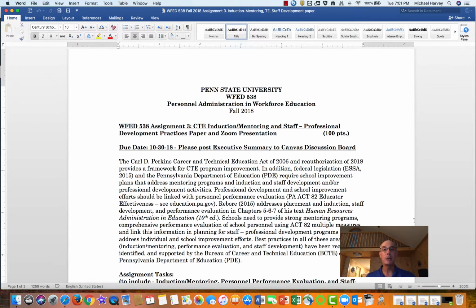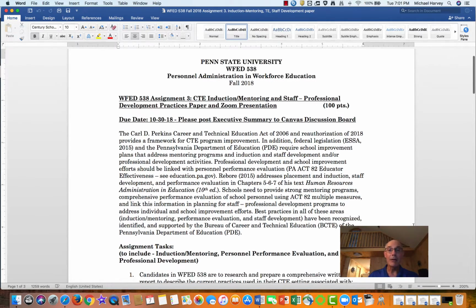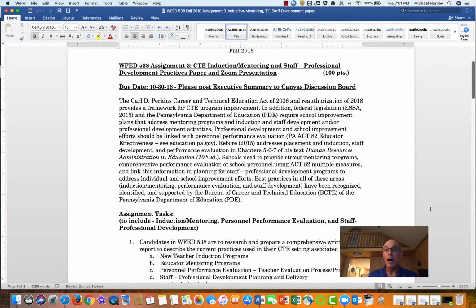This links back to staff evaluation. It links back to teacher evaluation in relationship to how we work with new people in schools. The background information here speaks to, obviously, Carl D. Perkins and the reauthorization of 2018, which framed CTE school improvement efforts. Federal legislation under ESSA, and also the Pennsylvania Department of Education, requires school improvement plans. Professional development and school improvement efforts are linked actively to PA Act 82, which is educator effectiveness.